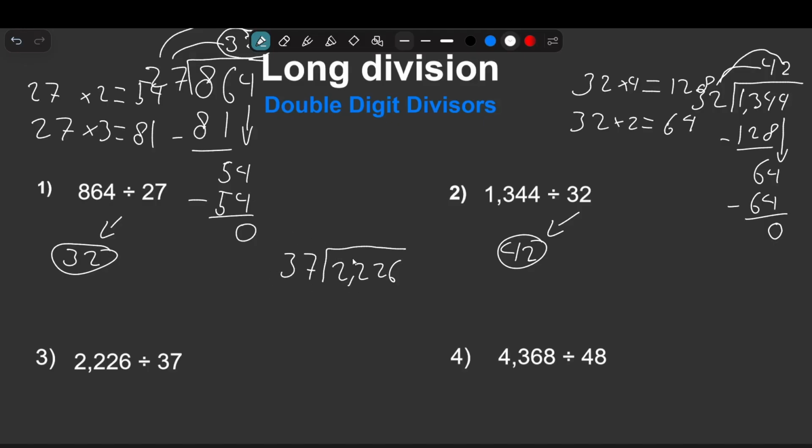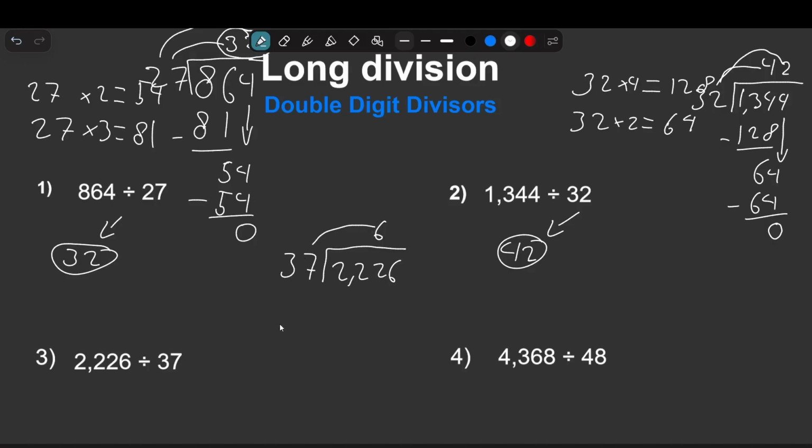Now the first step we're going to take is we're going to look how many times does 37 fit into 2. It doesn't, so we're going to get the help of another 2. So now I have 22. Again, 37 doesn't fit into 22. So we're going to need help one more time from the last 2 right here. So we get 222. How many times does 37 fit into 222? Well, it fits 6 times. So we're going to write our 6 right here.